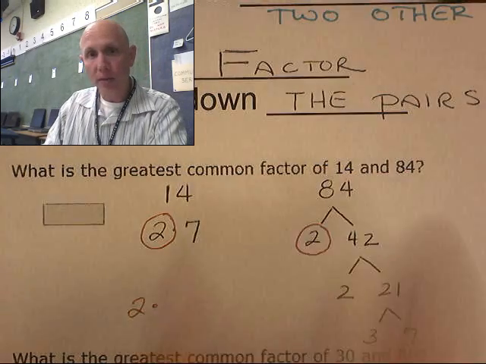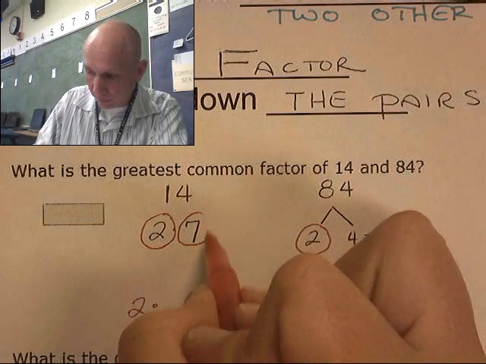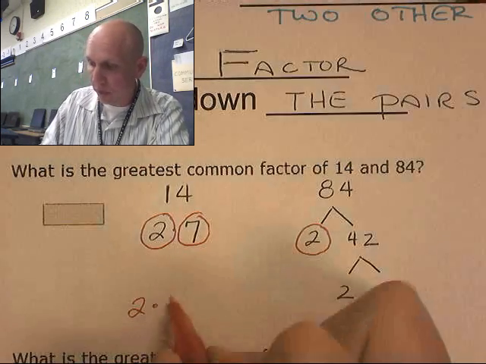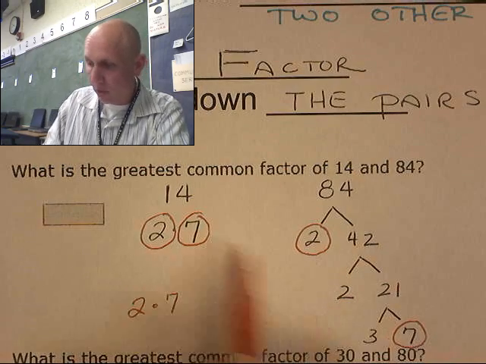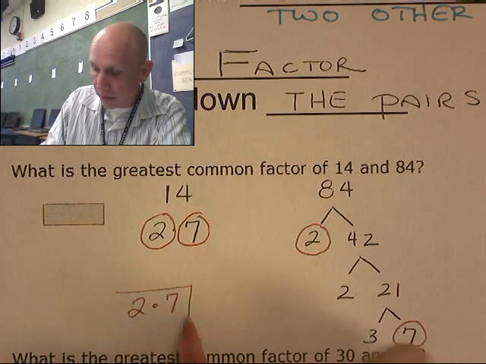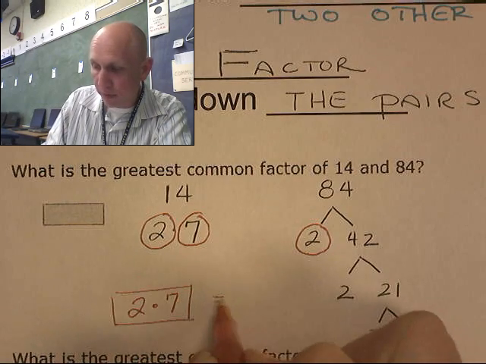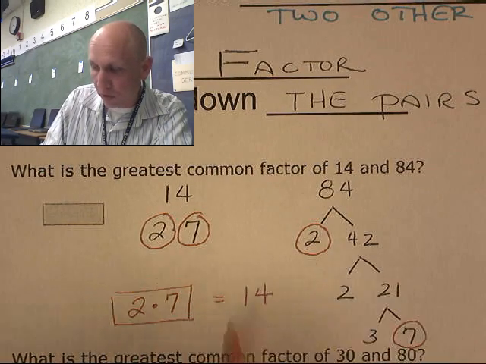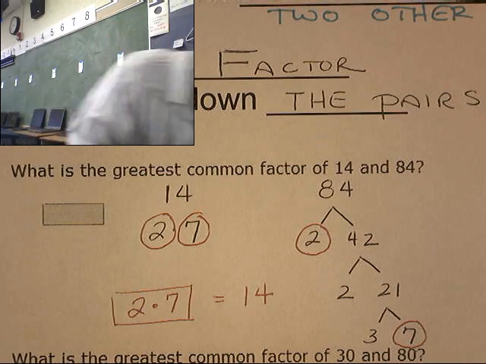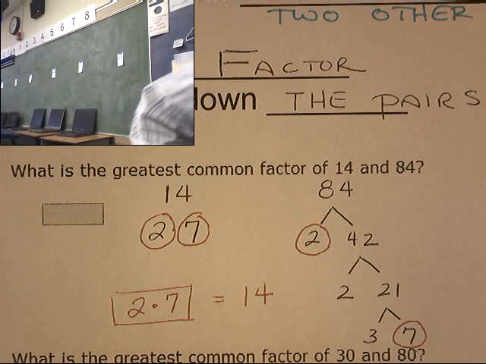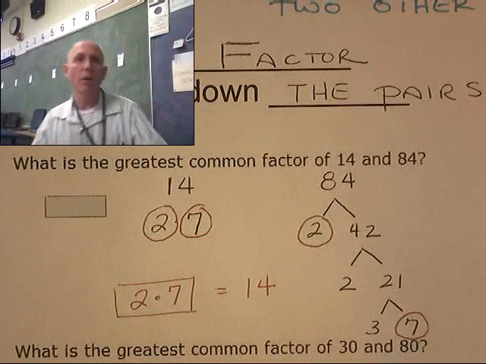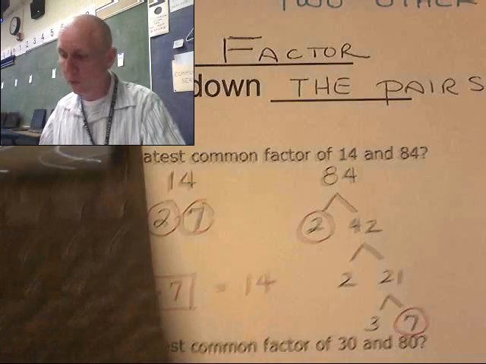Is there another pair? Well, a 7 and a 7. There's another pair. Do you see any other pairs? No? This is the answer. 2 times 7, which is 14. It's the biggest number that goes into 14 and 84. You can still hear me.